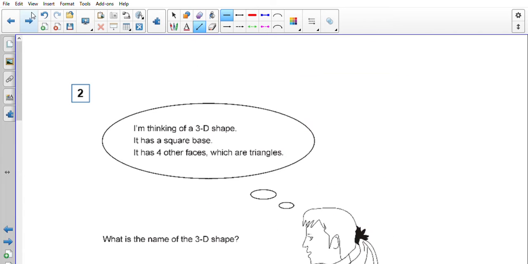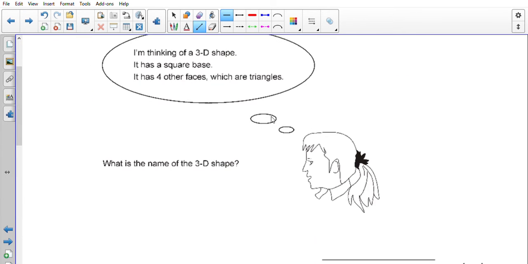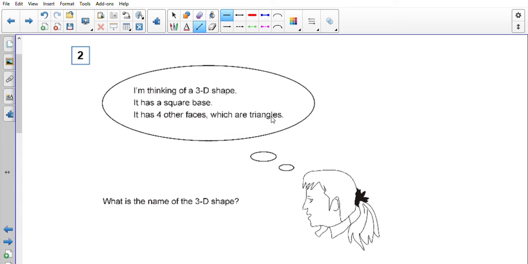Question number 2. We have a person here thinking of a 3D shape. It has a square base. It has 4 other faces which are triangles. What is the name of the 3D shape?